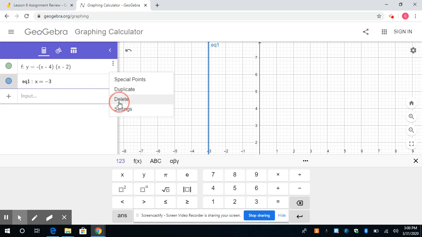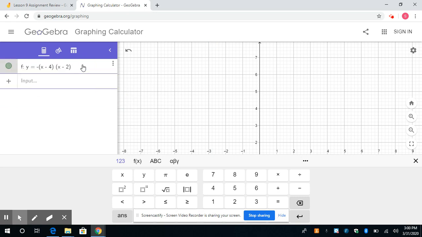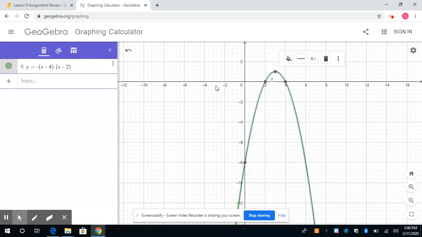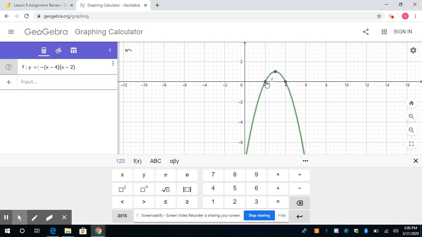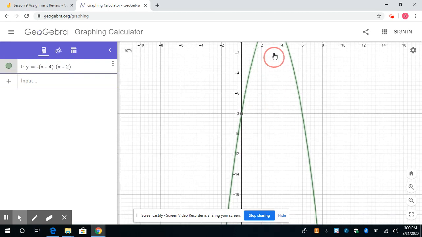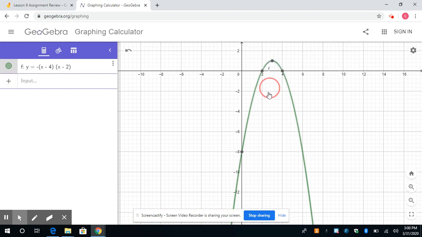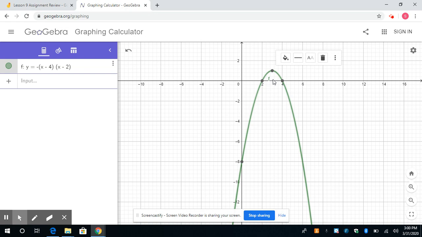Nope, I don't want that. Delete. Graph. All right, let's find it. There it is. See, it's curving down because there's a negative in front now. The solutions are 2 and 4, right? Because if we set these parentheses equal to 0, it's basically the opposite. The y-intercept is (0, -8). That axis of symmetry would be in the middle of 2 and 4, which is 3, and (3, 1) is the vertex.